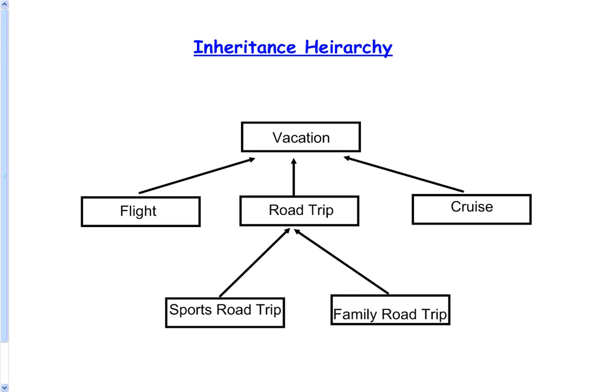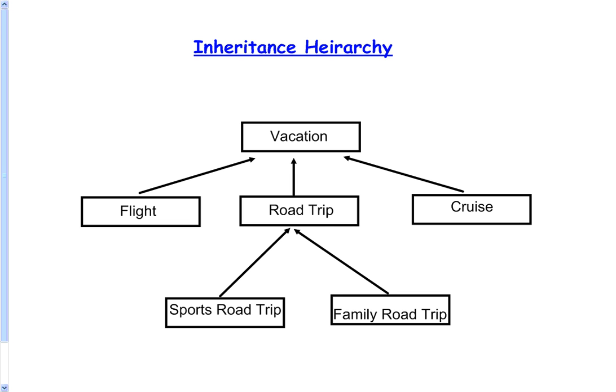From the first video on inheritance, we talked about this hierarchy diagram where I was thinking about a vacation. What better thing to think about than vacation right now? And I have different types of vacation. I have a flight, which is a vacation, a road trip, which is a vacation, a cruise, which is a vacation, and I also have a sports road trip for my soccer team, which is a road trip. A sports road trip also is a vacation. And so we have this diagram, this little flow chart here that we need to talk about.